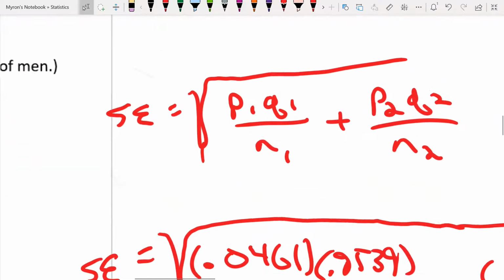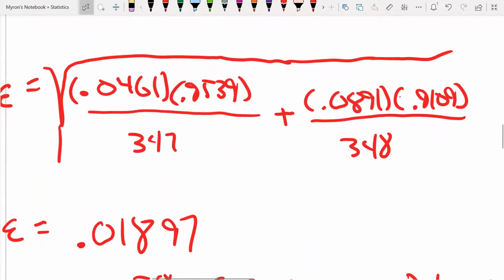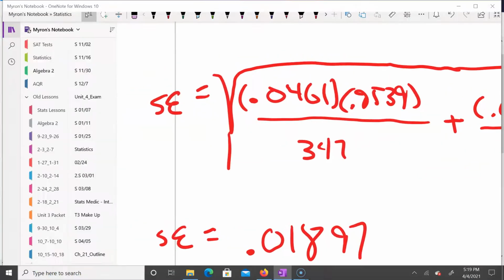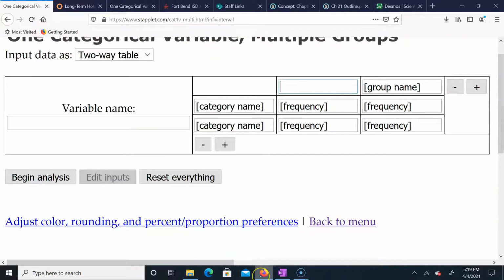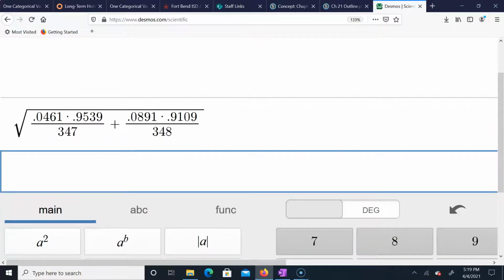So you put that in the calculator, and what I got when I put that in was 0.01897. And when you put that in the calculator, I used a Desmos calculator right here, and this is what it should look like. Let me zoom in on that. That's what it should look like in the calculator.